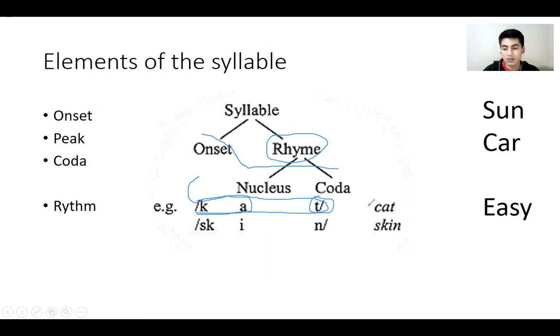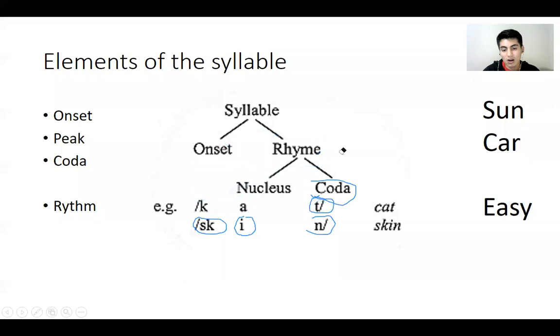Another example is skin. We can see that the onset is formed by more than one consonant, the S and the K. We have a nucleus, the letter I. And finally, we have a coda, that is the N. So all together, we can see that the sound is skin.